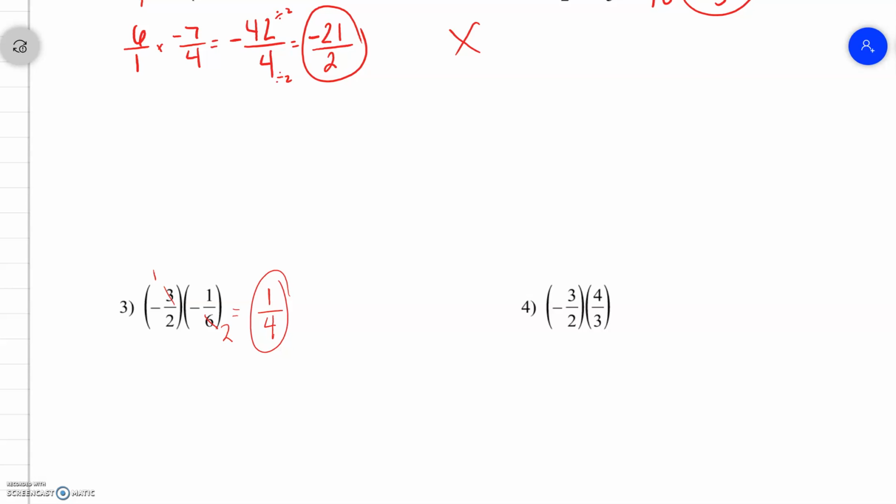If you don't like that, you can still multiply it out as normal. So what it would look like if you didn't simplify first, we have 3 times 1, which is 3, over 6 times 2, which is 12. Well, 3 and 12 can be simplified because 3 goes into 12. So 3 divided by 3 is 1, and 12 divided by 3 would be 4. And we end up with the same value.